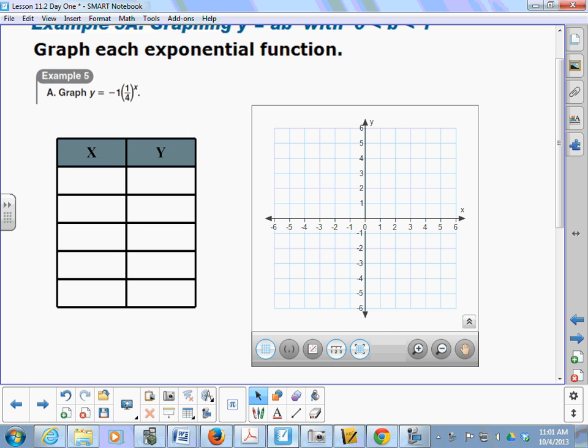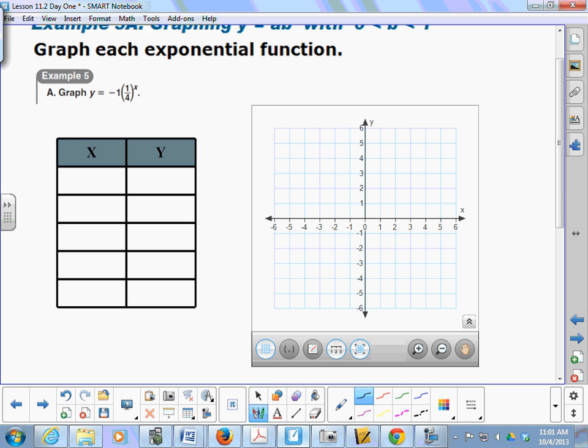You're going in the negative. Okay, we're going to be negative. All of my answers are going to be negative. So if you have anything up here above the x-axis, then you made a mistake. So when a is negative, all of my answers have got to be down there. All right, so let's make our table.